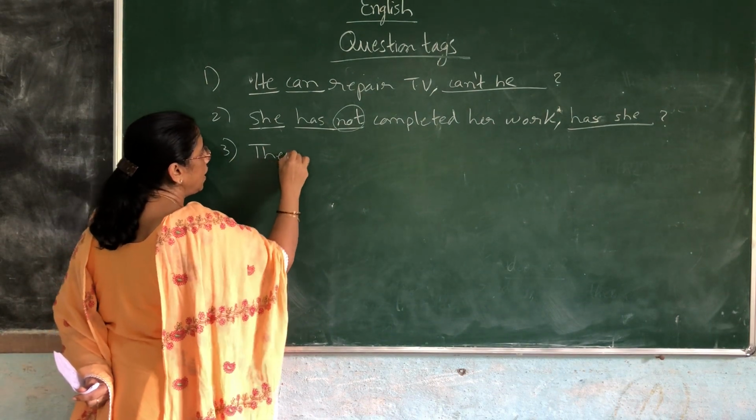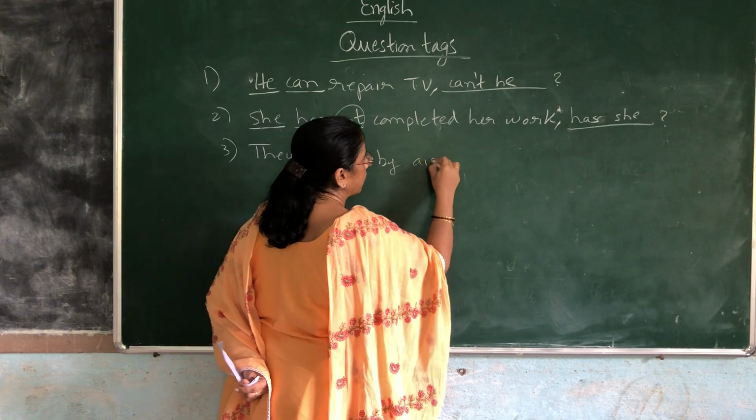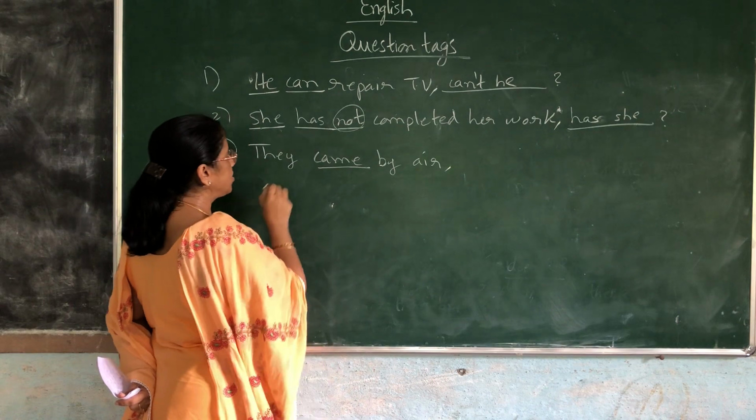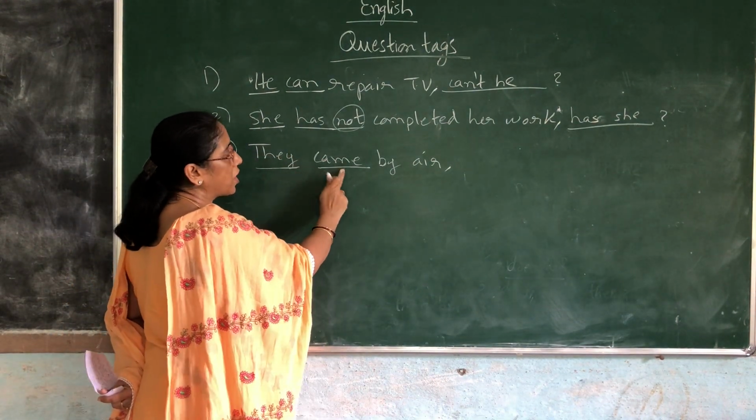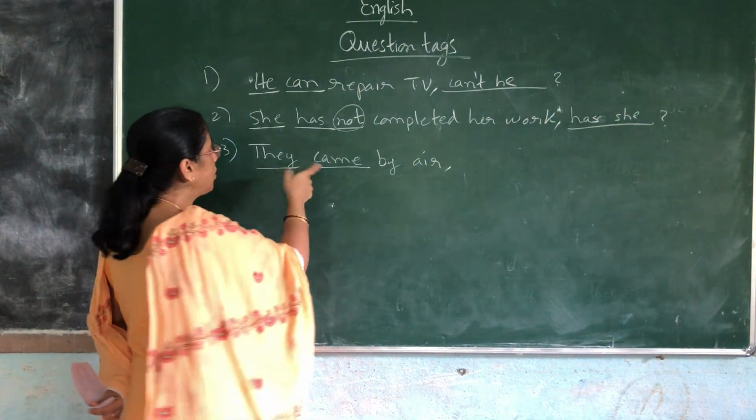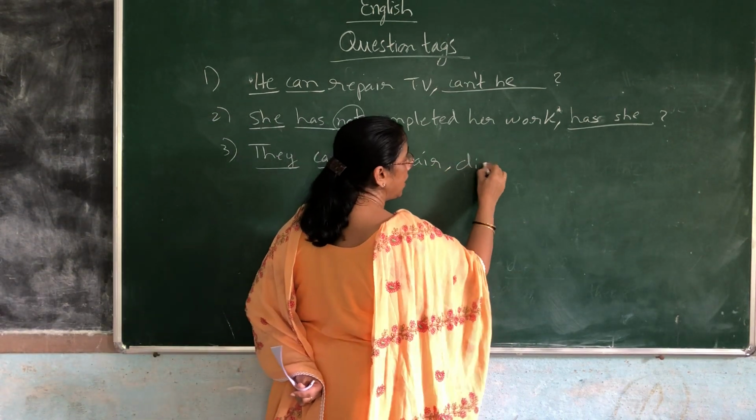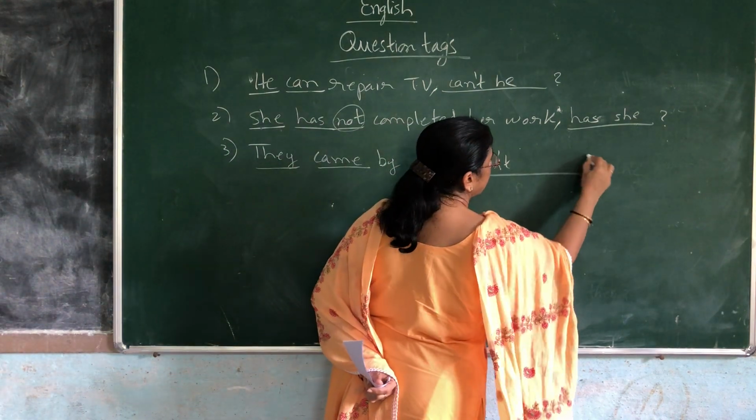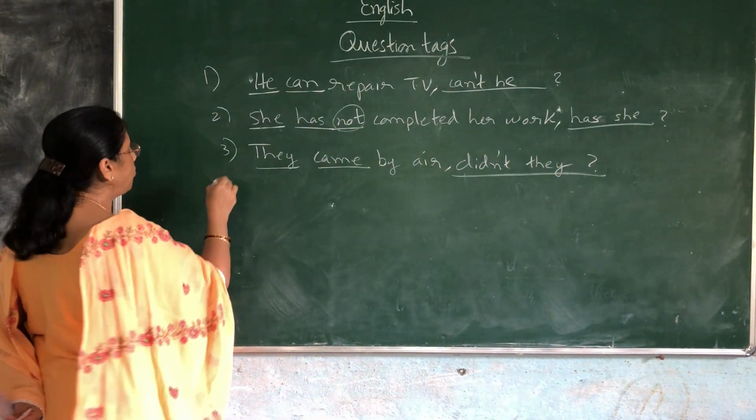They came by air. They is the pronoun. So now here the helping verb is not there. Came is actually not a helping verb, just an action word there. Okay. Now they came. It is in the past tense. So what should you write? Did. They came by air is given. It is a positive. So I should write a negative tag here. Didn't they? Okay. Hope it is clear, ma'am.